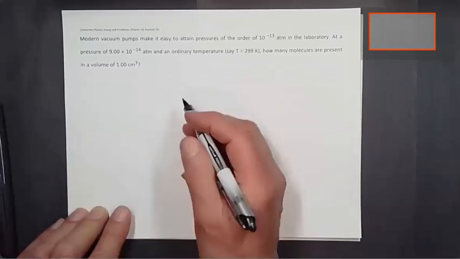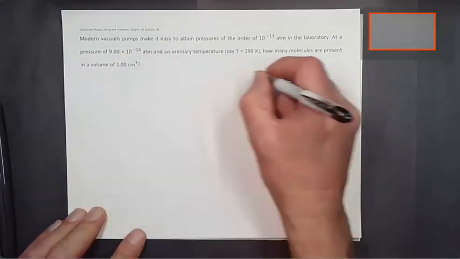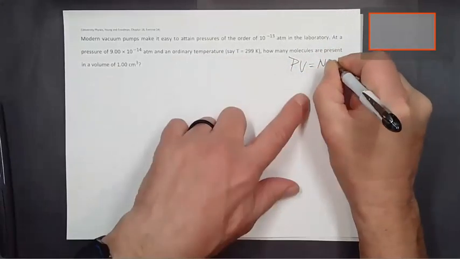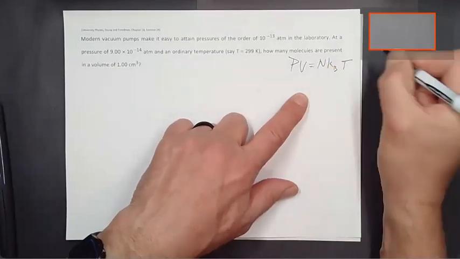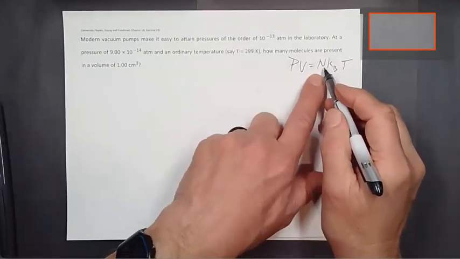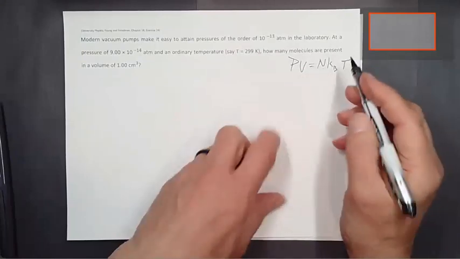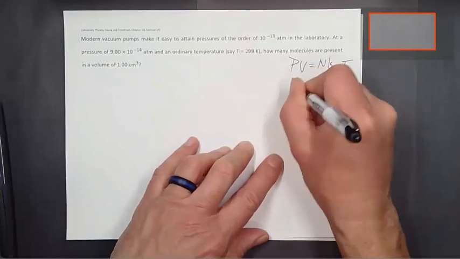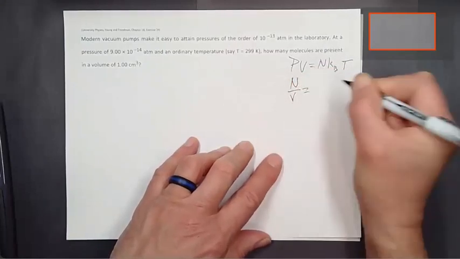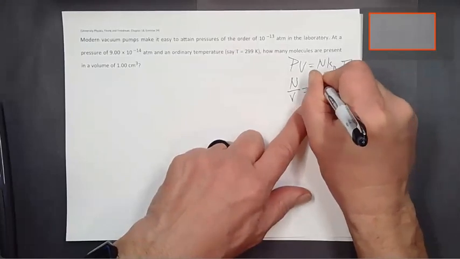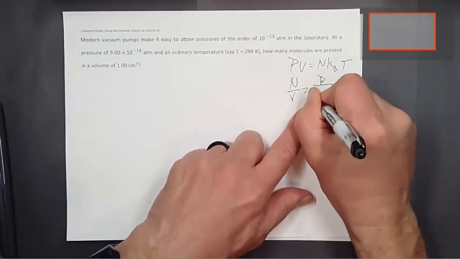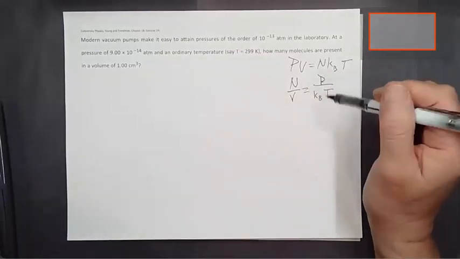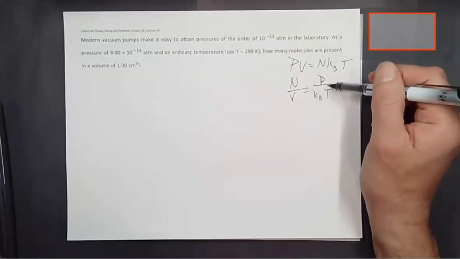Well, this is something you can do when you've got this written as PV equals N k_B T, because N is the actual number of particles, and V would be a volume. So if I do a little jumping around here, the number of particles per unit volume is equal to the pressure divided by k_B times T. Divide that through there. That's the number of particles per unit volume.